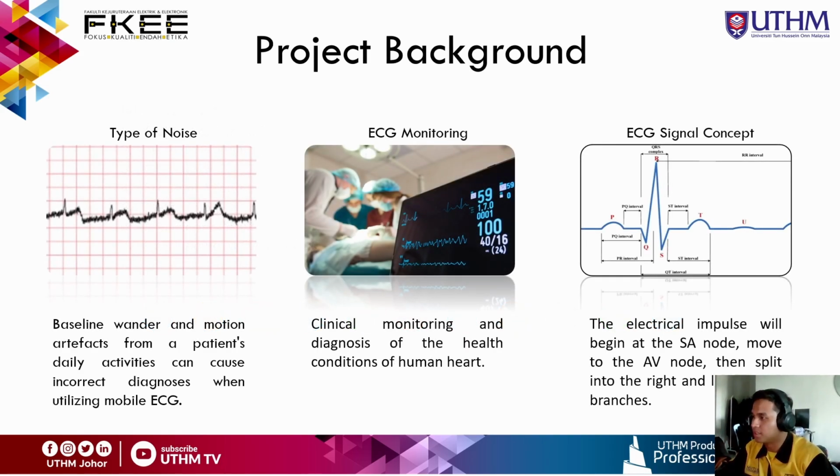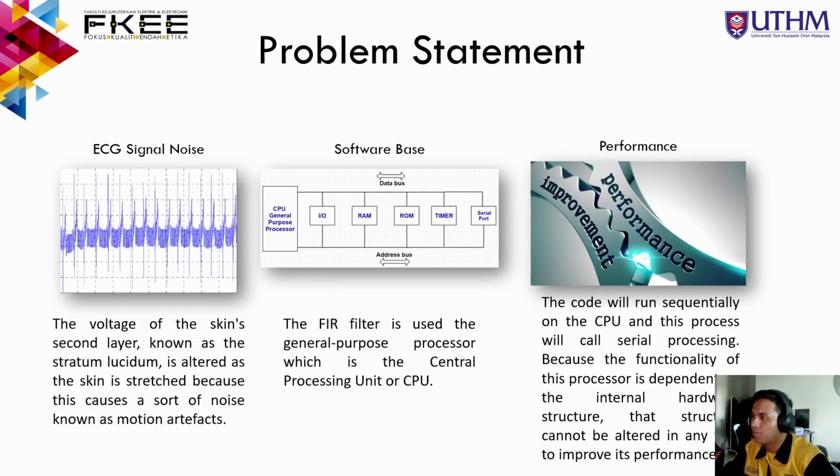So there are three project background topics that I want to present to you: the type of noise, ECG monitoring, and last but not least, ECG signal concept. For the type of noise, baseline wander and motion artifacts from the patient's daily activities can cause incorrect diagnosis when utilizing mobile ECG. Meanwhile, ECG monitoring is for clinical monitoring and diagnosis of the heart conditions of the human heart. For the ECG signal concept, the electrical impulse will begin at the SA node, move to the AV node, then split into the right and left bundle branches.